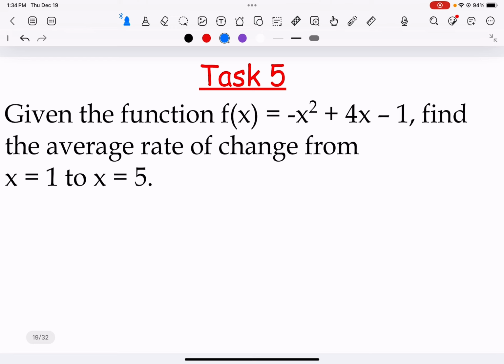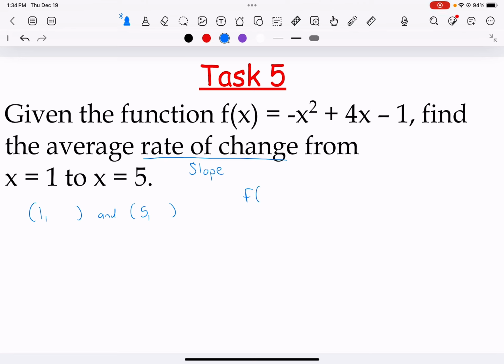Given the function f of x is negative x squared plus 4x minus 1, we want to find the average rate of change from x equals 1 to x equals 5. Average rate of change is the same thing as the slope. So I need 2 points. I know I have an x which is 1, and then for my other point I have x is 5, but I don't know what the y values are. I can use my function to find the y value.